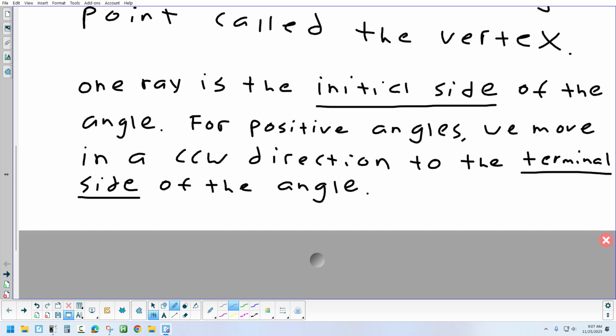Now, technically, when you are between two rays, we can talk about rotation in different directions when we measure angles. But when we are measuring angles in a counterclockwise direction, rotating from the initial to the terminal, that would be considered a positive angle.